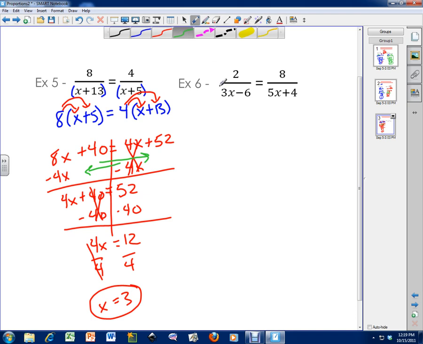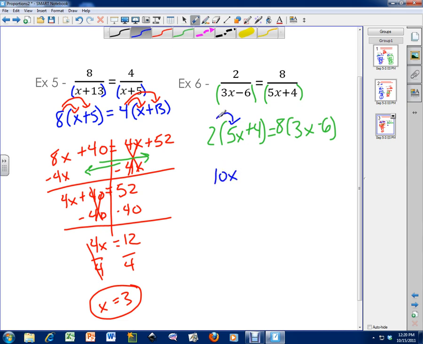Last one here. Again, parentheses around what's not just a number. And when I cross multiply here, 2 times 5x plus 4 equals 8 times 3x minus 6. So let's do this here. 2 times 5x is 10x. 2 times 4 is 8. 8 times 3x is 24x. And 8 times, this is a negative 6. Sorry, my handwriting's getting sloppy right now. Is a negative 48. And then, again, we're always going to take away the smaller number with a variable from the bigger one.